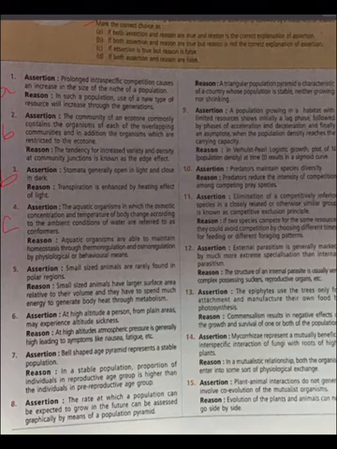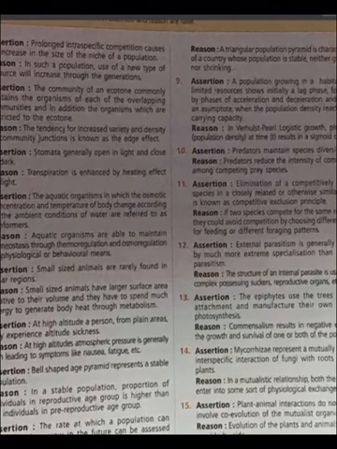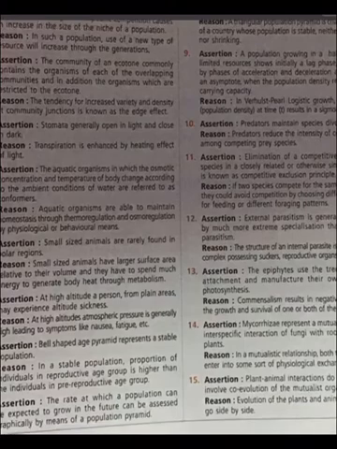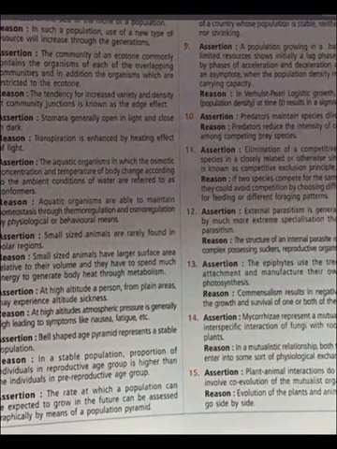Assertion: Small sized animals are rarely found in polar regions. Reason: Small sized animals have larger surface area relative to their volume, and they have to spend much energy to generate body heat through metabolism. So I think it should be A. Next, question number 6.